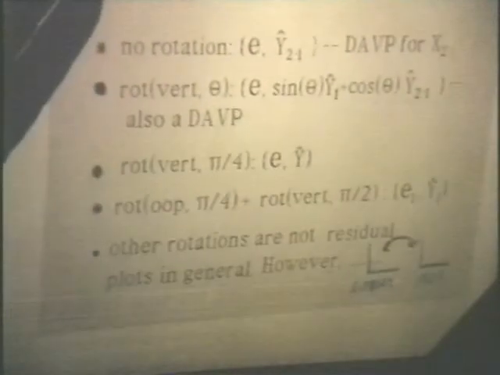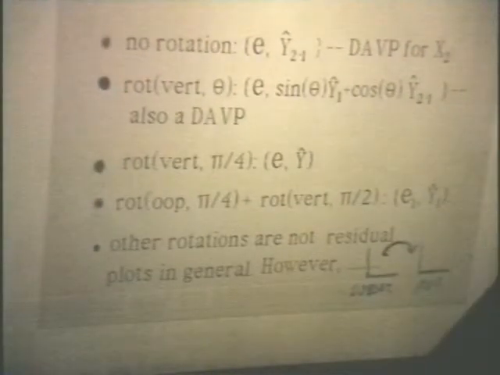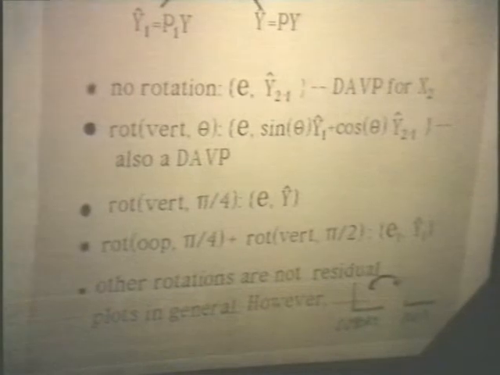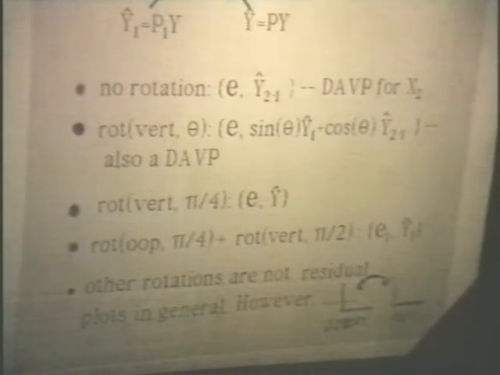Now, if we next think of green, and we rotate around the vertical axis through a specific angle, pi over 4, then what we see is the standard plot of the residuals versus the fitted values for the full model. And that's indicated by green. Then we will have a plot of E versus y hat.